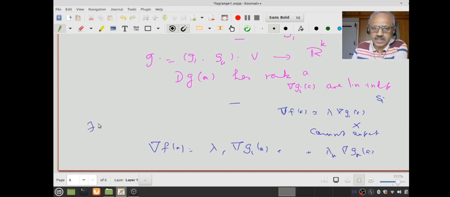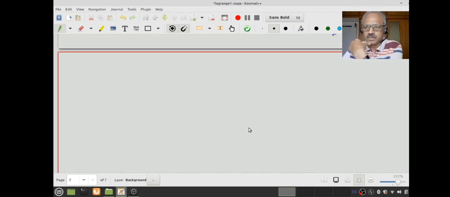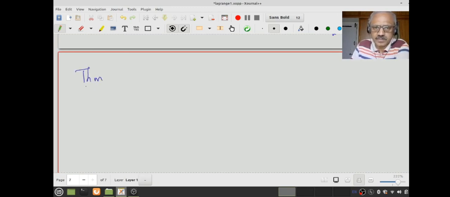That is, there exist scalars lambda_1 to lambda_k in R such that the above holds. Okay, this is the Lagrange multiplier theorem. So let us formulate the theorem and stop here, and we'll complete the proof tomorrow in the next lecture.